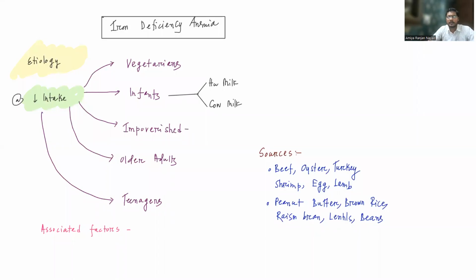Hello everyone. After discussing the normal iron metabolism and all the relevant investigations, now we'll discuss the easier part, that is the etiologies of iron deficiency anemia and what are the clinical features. Etiology can be divided, or it can be discussed, under 4 headings.